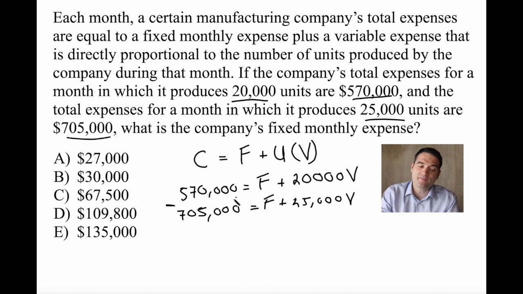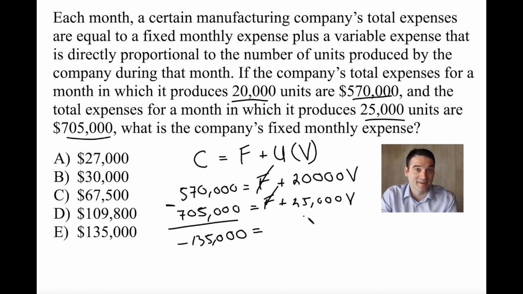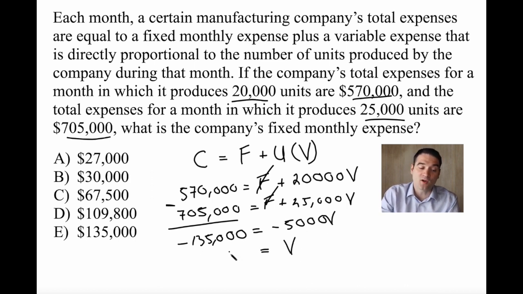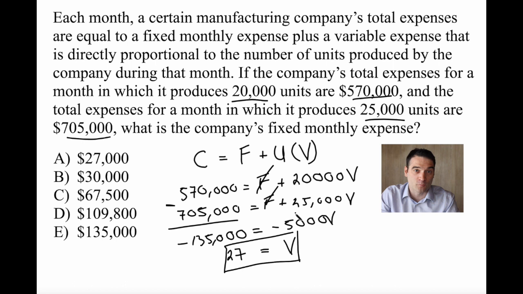So let's do it. $570,000 minus $705,000, use your calculator, comes out to negative $135,000. And that's equal to this side of the balance beam, subtract F minus F, gone, nothing, no more F. Isn't that nice? Only one variable left. 20,000 V minus 25,000 V gives me negative 5,000 V right there. And now I can solve for the variable cost. Just divide both sides by negative 5,000. And when I do that, I find that the variable cost, that is the cost per unit, is 27. So it costs me $27 for every rubber duck that I'm making. I better be selling these rubber ducks at a pretty high premium.